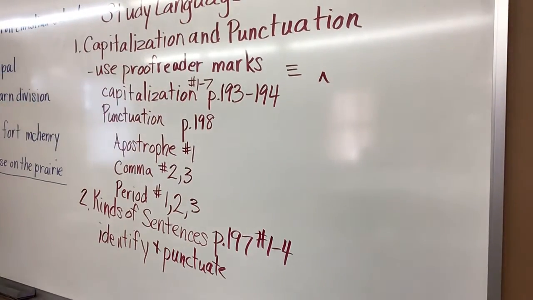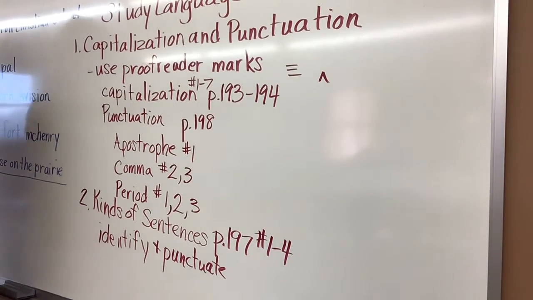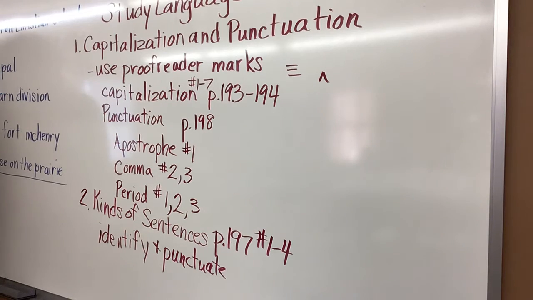So declarative, which is a telling sentence. It just makes a statement, ends in a period. Interrogative, which is a sentence that asks a question, so it ends with a question mark. Exclamatory, shows sudden or strong feeling, so it ends with an exclamation mark, also known as an exclamation point. And imperative, which gives a command and also ends with a period, just like your declarative did.